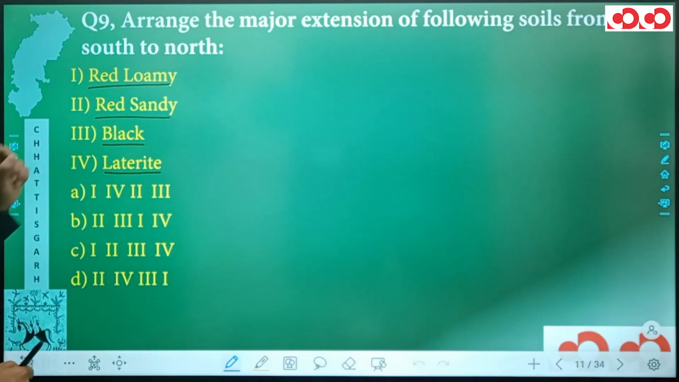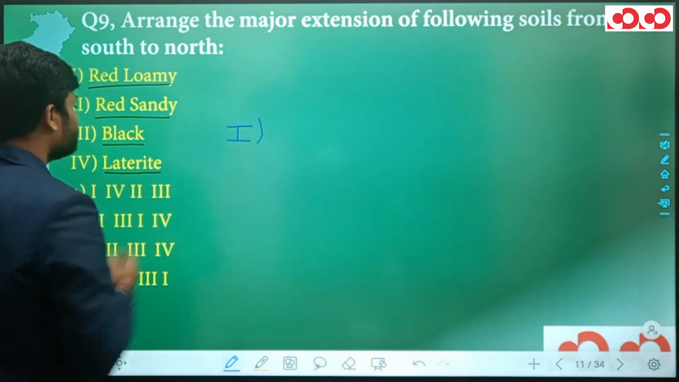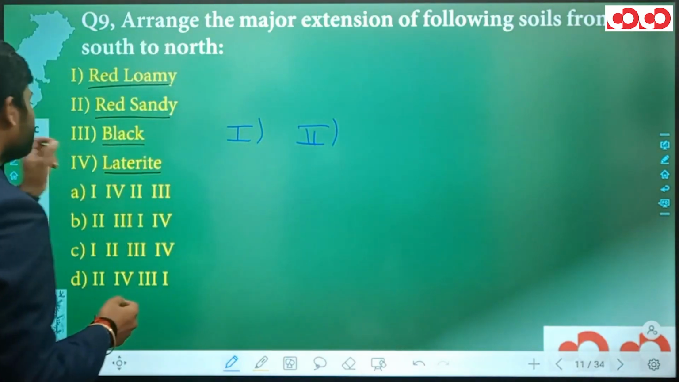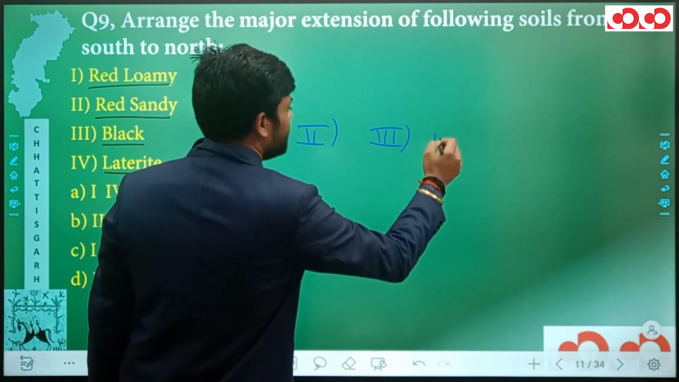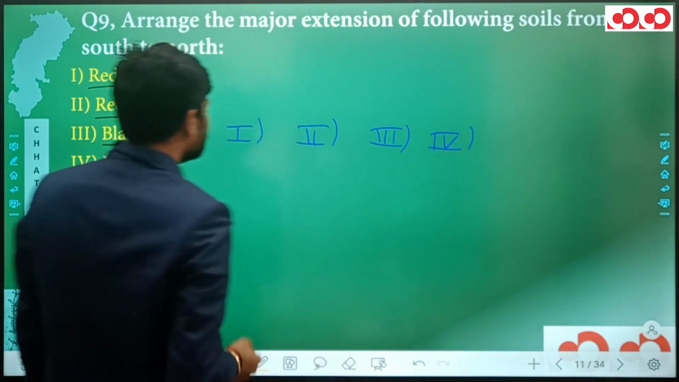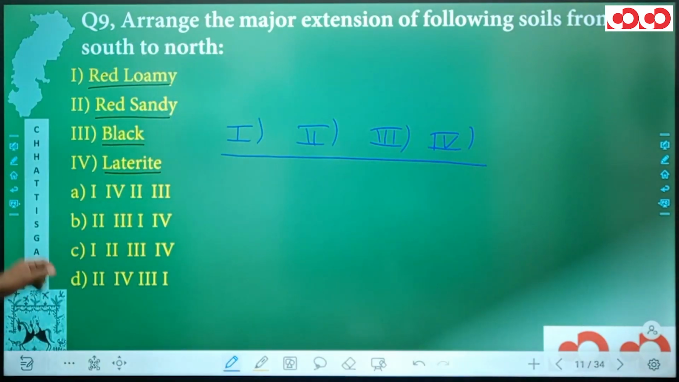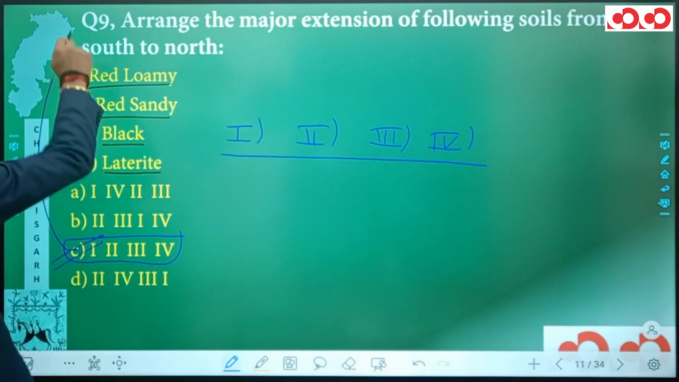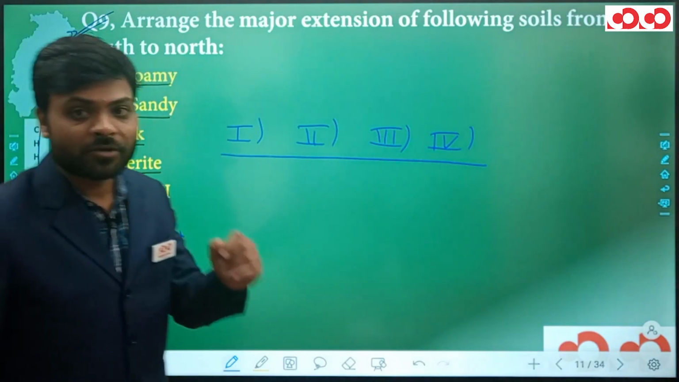Now, what have we seen the sequence as? We have seen red loamy, which is mentioned in 1. Then we have seen red sandy mentioned in 2. Then we have seen black mentioned in 3. And we have seen laterite mentioned in 4. So the correct sequence has to be 1, 2, 3 and 4. And this 1, 2, 3, 4 is actually mentioned in option C, and hence this option C is going to be the correct option for our 9th question.